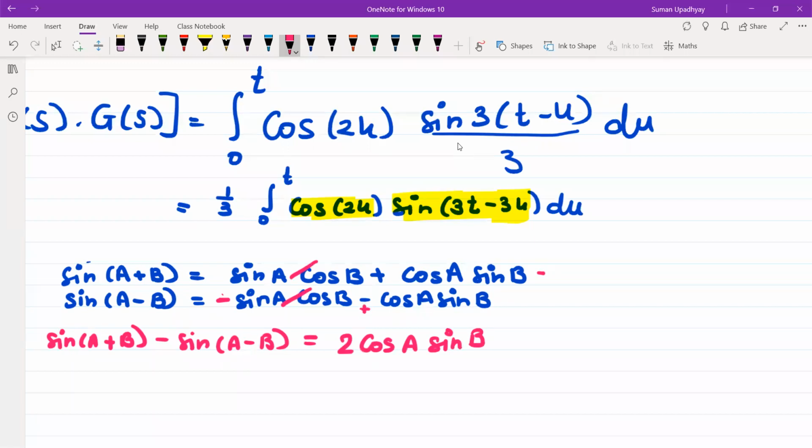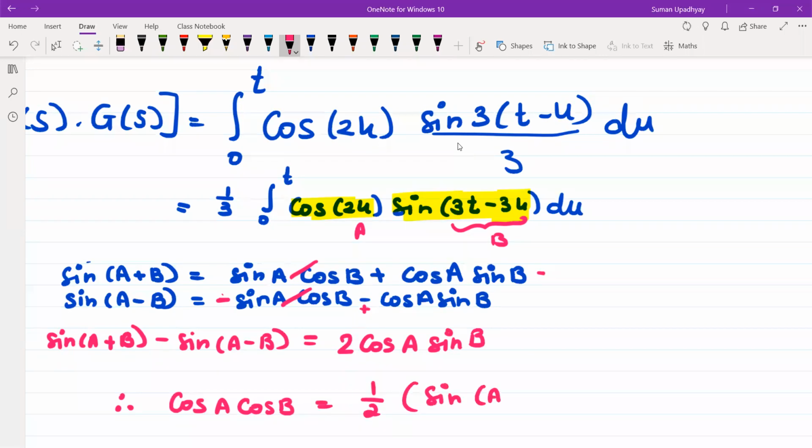So therefore, what do I have here? I have only cos A sin B, where this is my A and this is my B. So the formula will become, 2 will go that side, 1 upon 2 of sine A plus B minus sine A minus B. I hope everyone has understood what I have done over here. So I'm going to use this formula to solve this integral.